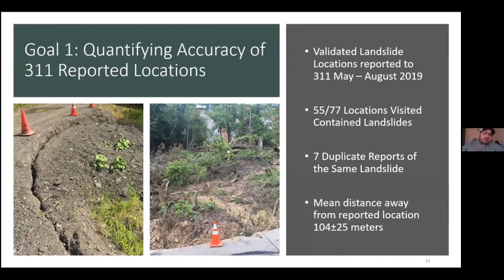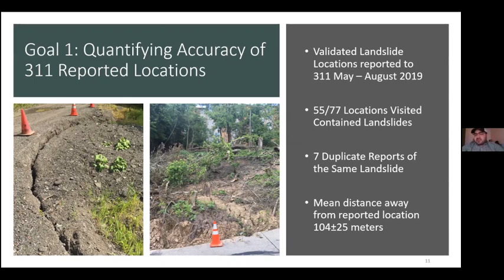So now back onto our first goal, which was quantifying the accuracy of these 311 reported locations. Like I said, one of the benefits of having this 311 inventory is it is constantly updating. So through this constantly updating process, through a summer, I went and field validated landslides as they were reported through the system. And through May to August 2019, I was able to visit 77 different reported 311 locations.